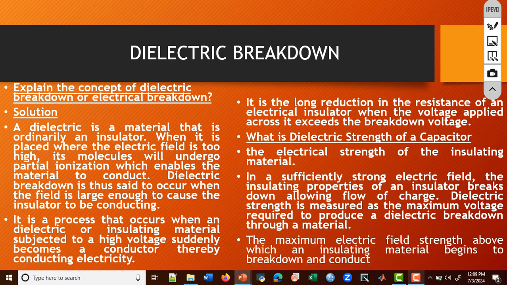This other definition says it is the maximum electric field strength above which an insulating material begins to break down and conduct. Okay, so with this, I believe I've been able to give you different ways we can define electrical breakdown and the electric strength of a capacitor.